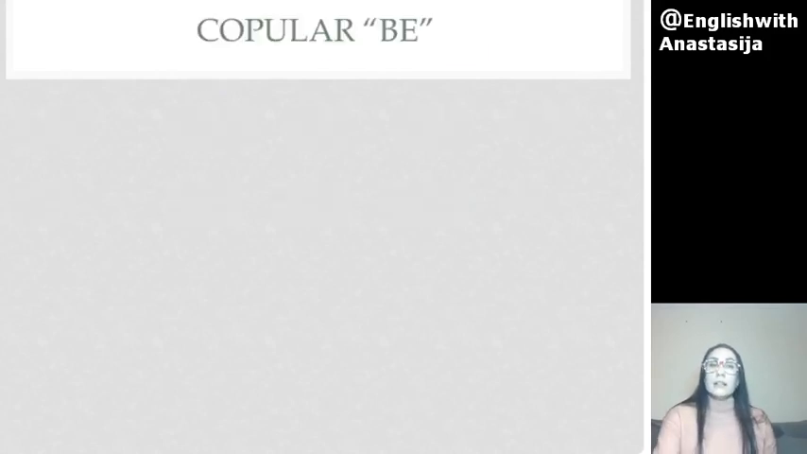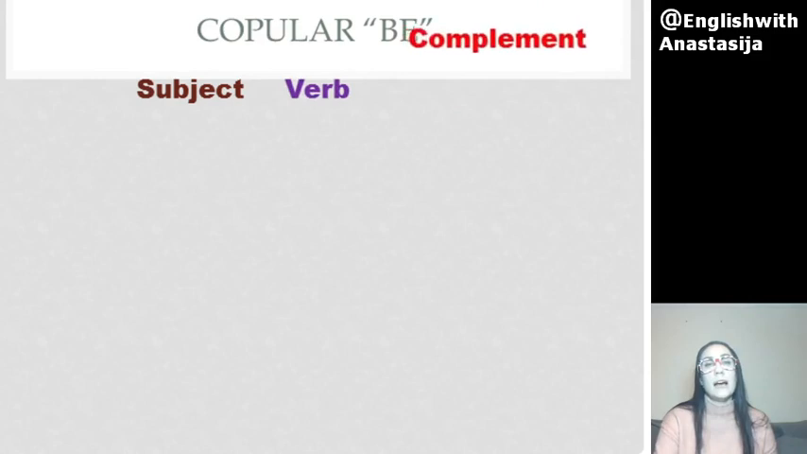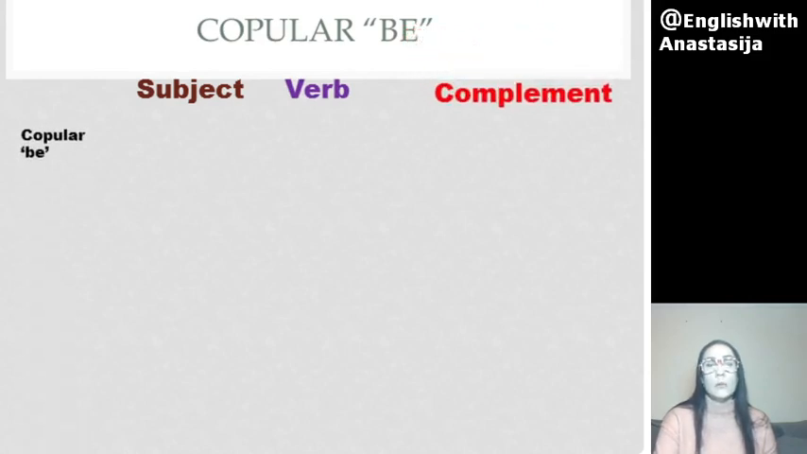Okay, now you might ask me, does your formula work with all the verbs in English? Well, not quite. There is a so-called copula verb. As you know, the verb to be is a copula verb. What does it mean, a copula verb? A copular verb is a verb that links the subject to its complement or the predicate. So let's have a look. Subject, verb, and complement. So with the copular verb, this is how it works.